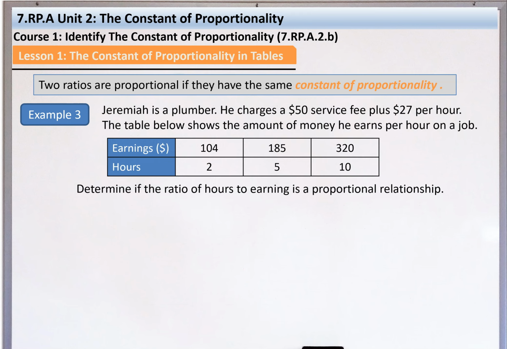All right, Jeremiah is a plumber. He charges $50 service fee plus $27 per hour. The table below shows the amount of money he earns per hour on a job. Determine if the ratio of hours to earnings is a proportional relationship. So now we don't know if it's proportional. We have to figure it out. Well, how do we know if it's proportional? If all these ratios have the same constant of proportionality or the same unit rate, same thing.